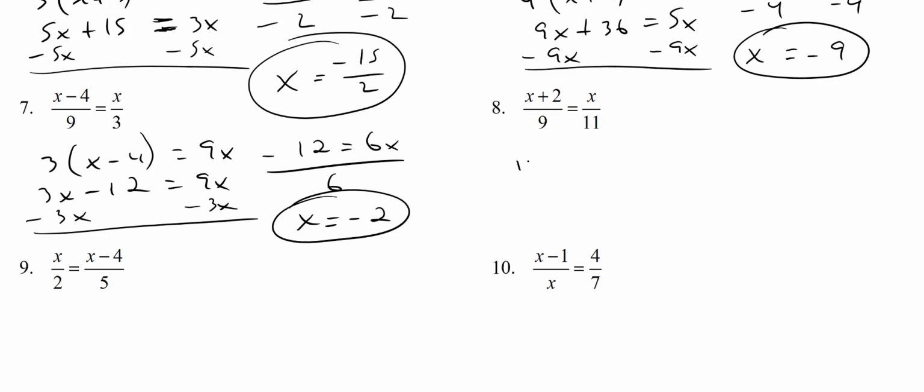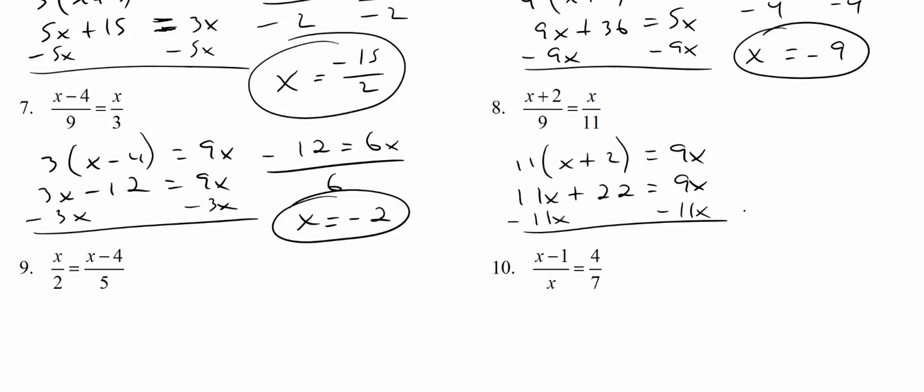This one is going to be 11 times x plus 2 equals 9x. So 11x plus 22 equals 9x. And you subtract 11x from both sides. And we get 22 equals negative 2x. Divide by negative 2. So x equals negative 11.